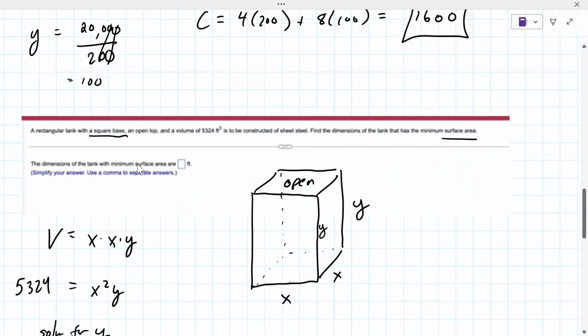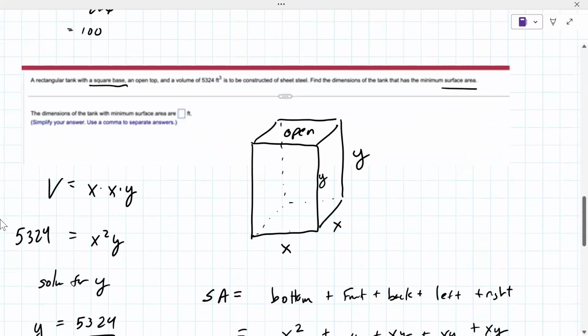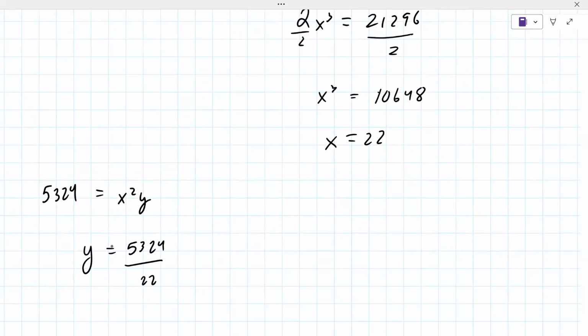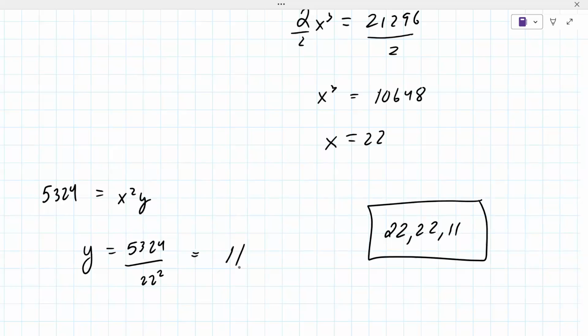So the dimensions, the tank with the minimum surface area. So that's x, x, and then y. So to solve for y, we've got to use this equation down here. So y is really 5,324 over 22 squared, which is 11. You will notice this pattern of the answers being like half or double. So it says to separate with commas. I guess this is what you put in. I don't really love that, but that's kind of what it's saying there.